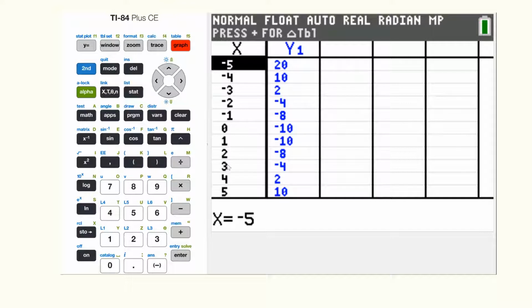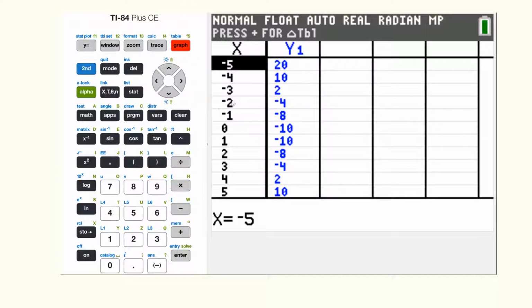Then if I look down here, between when x is 3 and 4, I see another sign change. I see it going from -4 to 2. So these locations where we see sign changes in the y value indicate a root between these intervals of x.